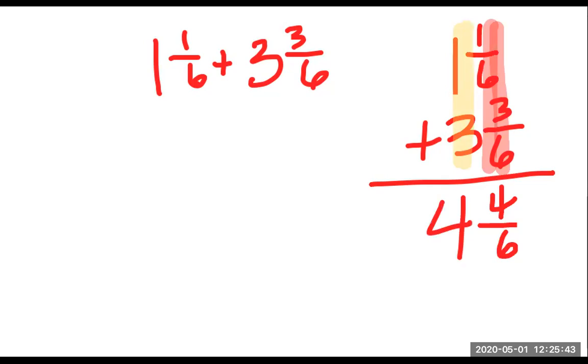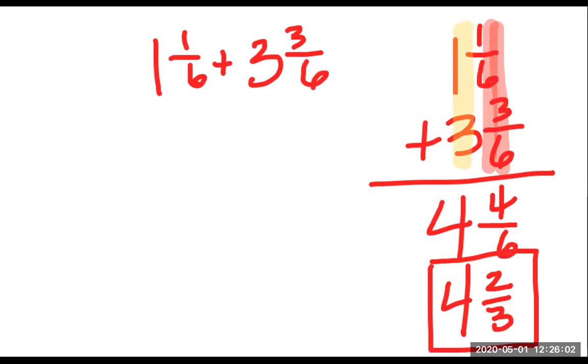So we've added, but we always have to stop before we say that we're done with the problem and make sure that our fraction is in simplest form. If you're on the ball here, you should recognize that 4/6 can be simplified to 2/3. So really the correct answer here would be 4 2/3. I really like it if you put a box around your final answer. That tells me that you've given thought to whether or not it's in its right form.